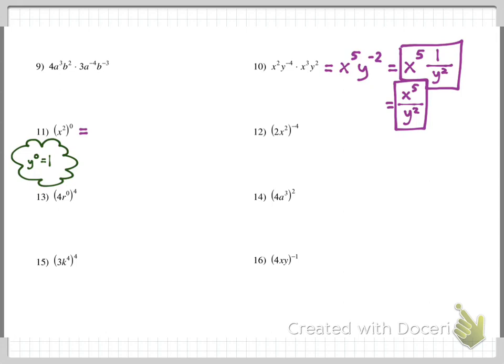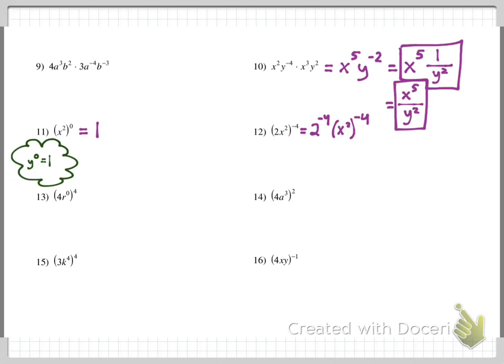Next one we're going to do is number 11. Notice it's x squared to the 0 power, but remember, anything to the 0 power is 1. Doesn't matter what's inside the parentheses, to the 0 power it equals 1. So that's 1.